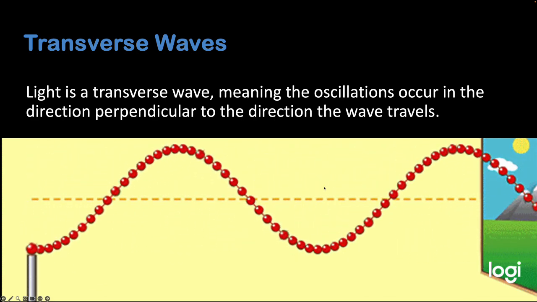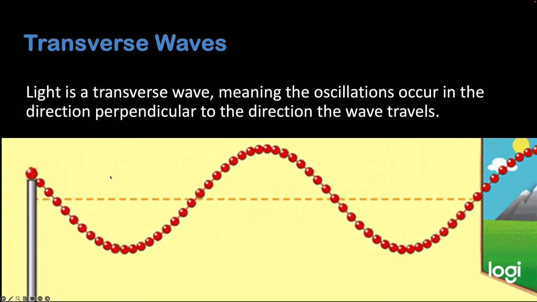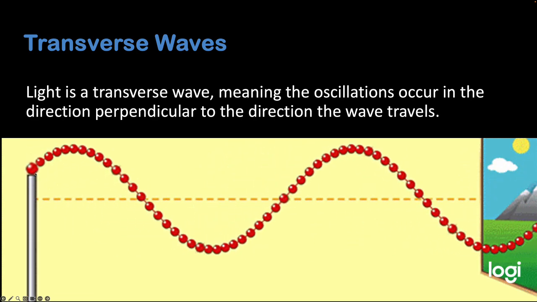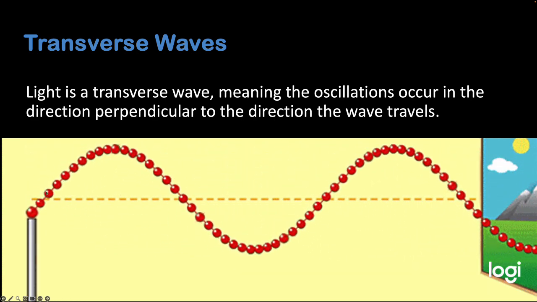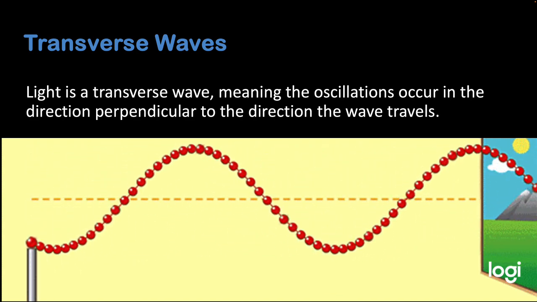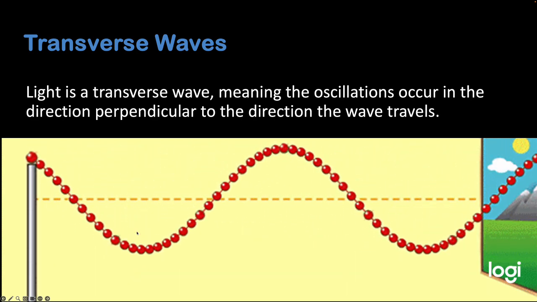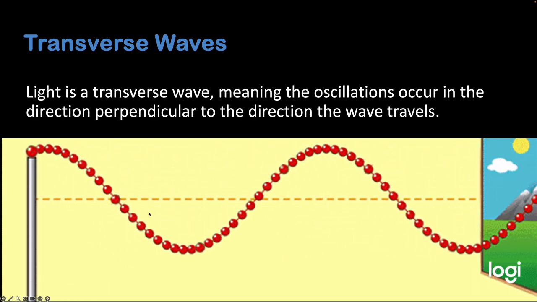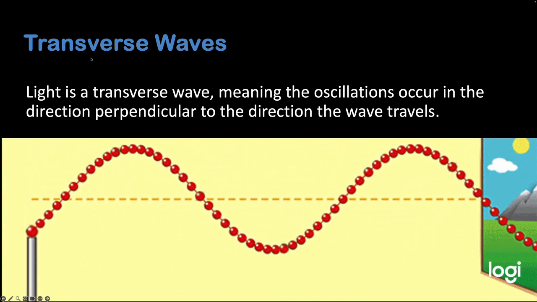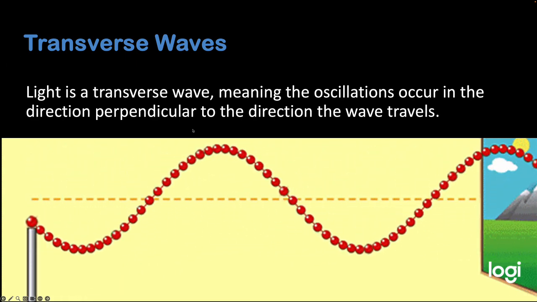And light is this type of wave, we call it transverse, meaning that the oscillations themselves are not in the same direction that the wave is propagating. So a transverse wave is like if you had a string or a rope and you were swinging it up and down. The wave that you make as you swing it up and down travels along the rope, and the oscillations themselves are up and down. They're not in the direction that that wave travels. They're perpendicular to each other. So that's what we mean when we talk about a transverse wave, and light is a transverse wave.